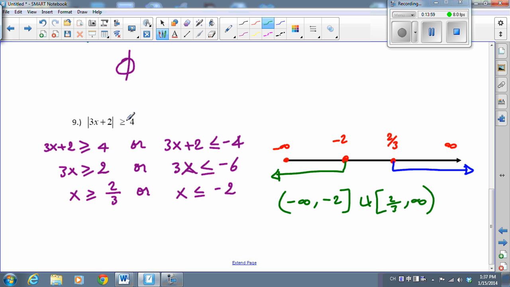One thing that you can remember is whenever you have greater or equal, you will have two intervals. Less or equal, you have one interval, usually.